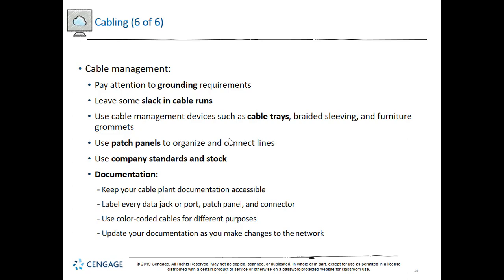Always leave slack in your cable run. A lot of times we will call this a service loop. The slack in the cable run allows us, when we are terminating our wires at our outlets during the construction phase, that if we make a mistake, we can pull a little more wire out, re-terminate it, and we're good to go. Use cable management devices like a cable tray. These cable trays allow us to keep our wires more organized.